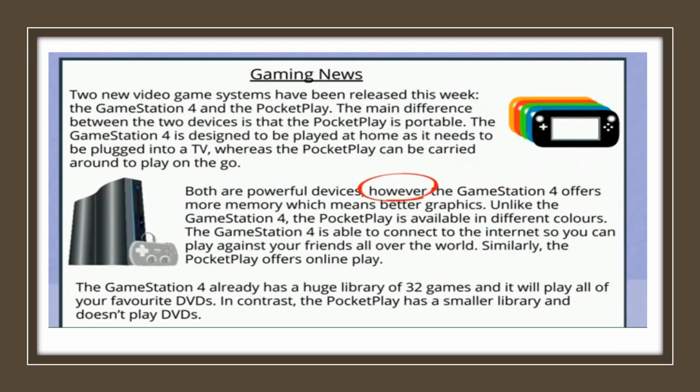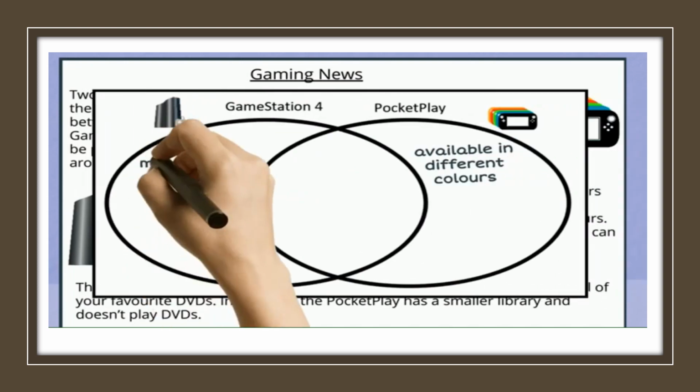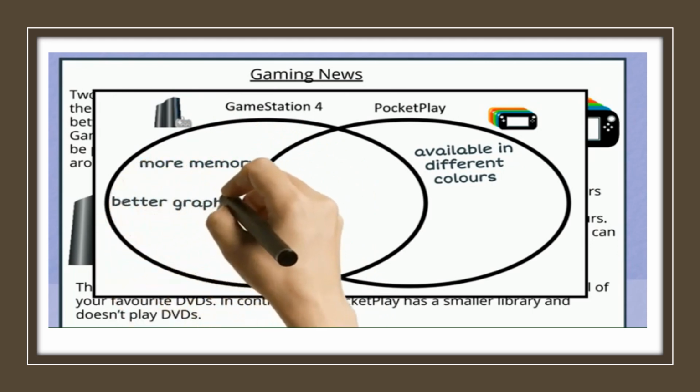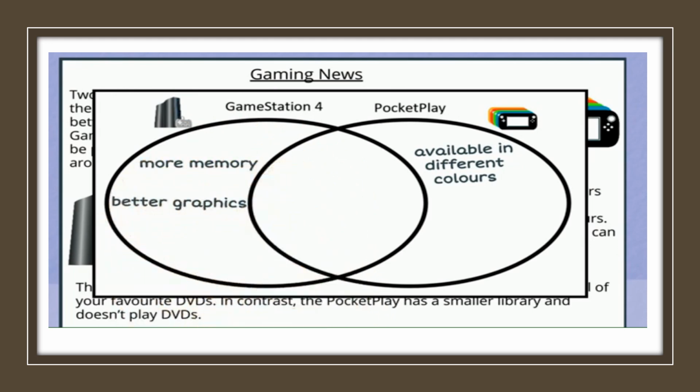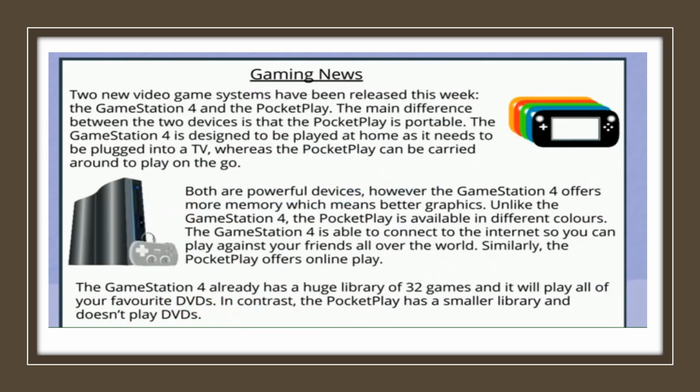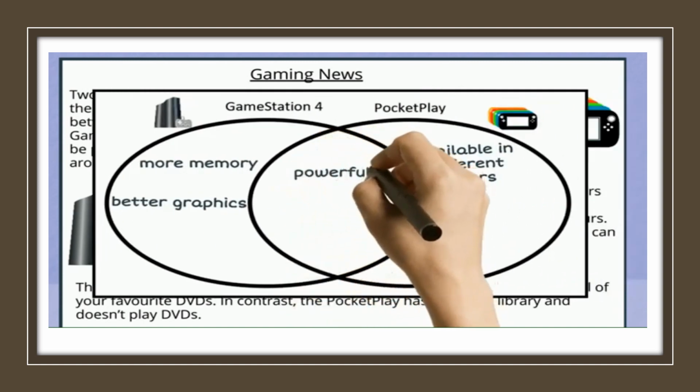Here's another signal word I found. However. This word tells us the author is identifying another difference. The GameStation 4 has more memory and better graphics than the Pocket Play. Here's another signal word, both. It tells us that there is a similarity. Can you see what it is? They are similar in that they are both powerful.